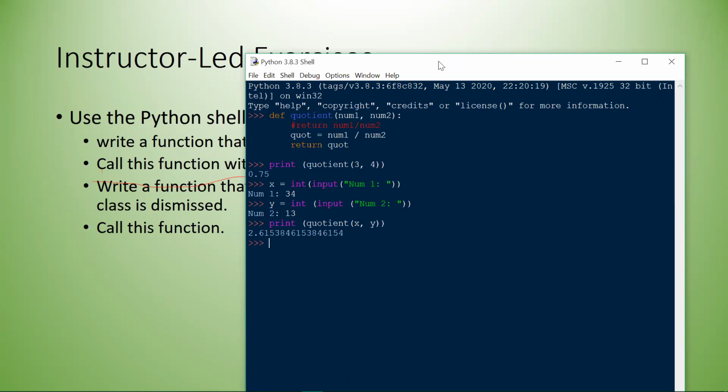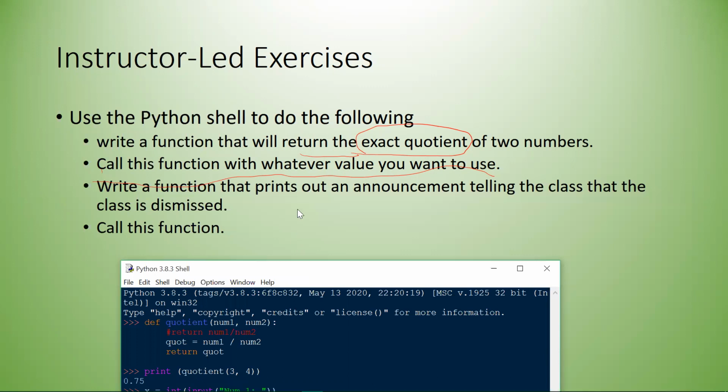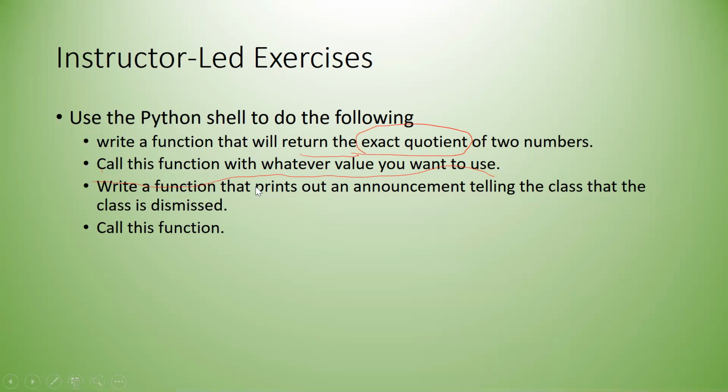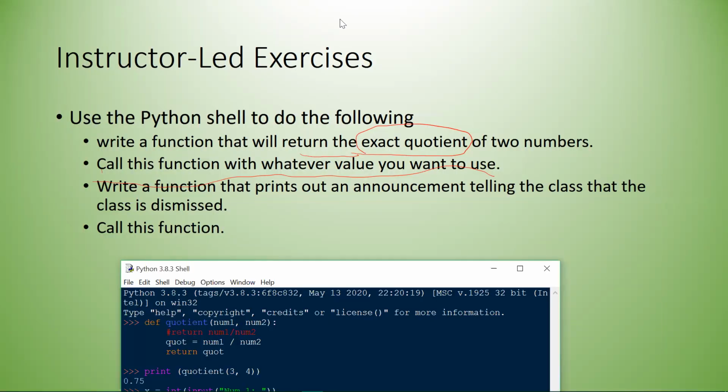No questions? Okay. Do you think you can do this one? Write a function that prints out an announcement telling the class that the class is dismissed. I said instructor-led, but I think maybe you can do this. Place it in the chat so that everybody can see. Before you do it, don't look at the chat yet. Just do it on your own.